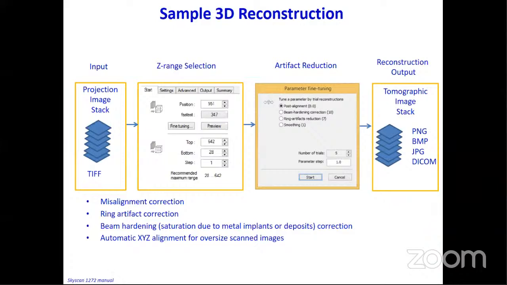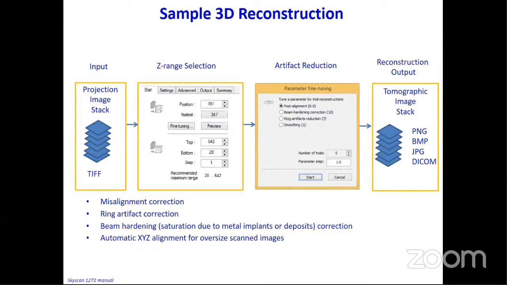Okay, after the scan is completed, we go through the process of reconstructing the image, which is as I have shown here. You give a stack of TIFF images, which is nothing but the raw shadow image of the X-rays, and then you go through the process of removing different kinds of artifacts that are usually found in an X-ray CT scan, which are listed below. We can go through these details in the Q&A later.